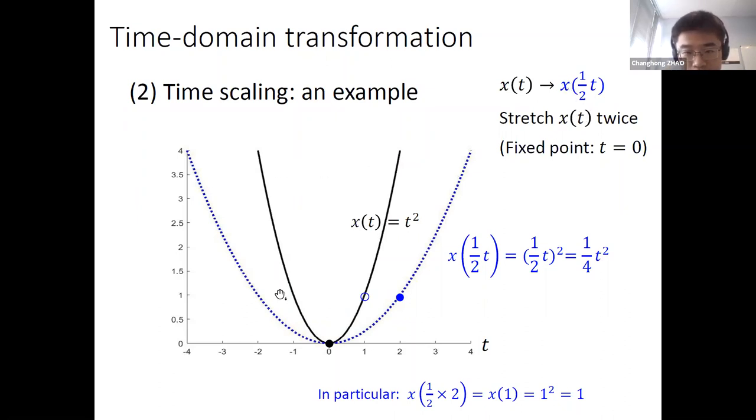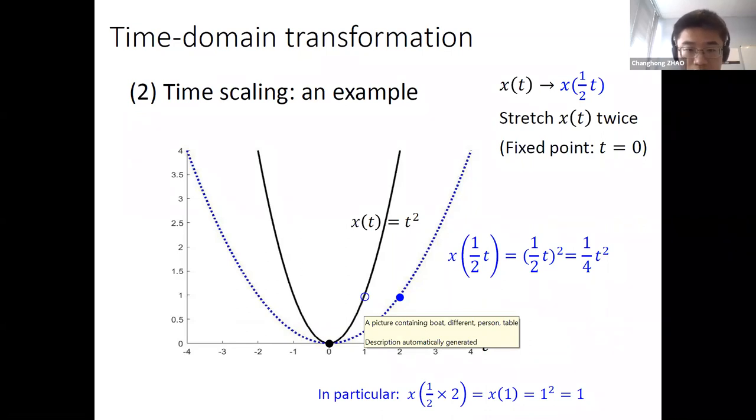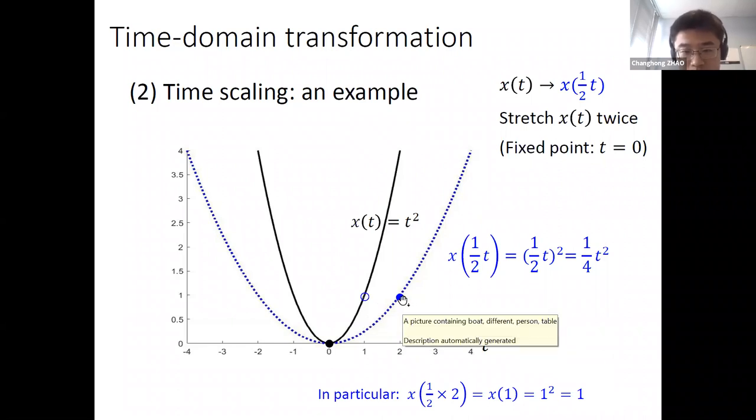So the original signal is x of t equals t squared. The new signal, plotted by this blue dotted curve, is x of 1/2 t. Again, we replace t squared with (1/2 t) squared, which is 1/4 t squared. This is the plot. If you look at a particular point, this empty blue circle marks the point where t equals 1, x of t equals 1. And this solid blue circle marks the point where t equals 2.